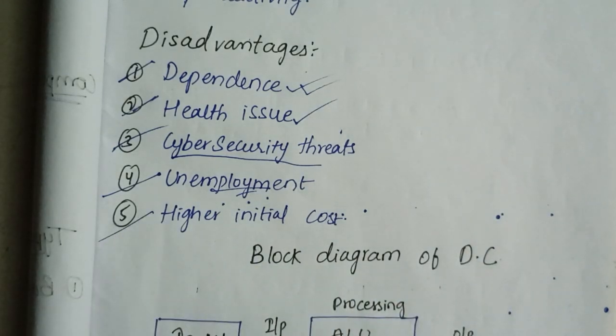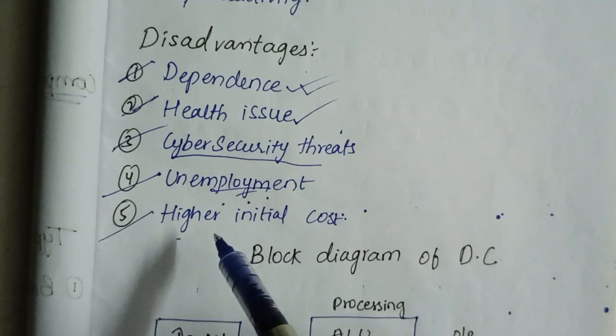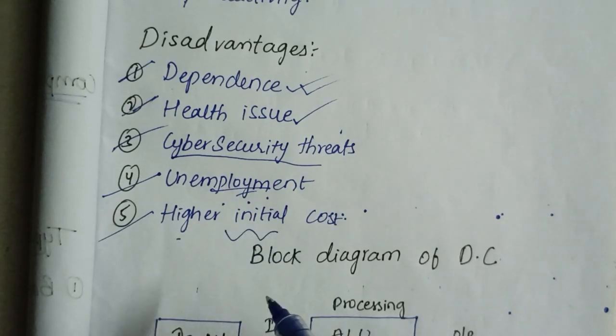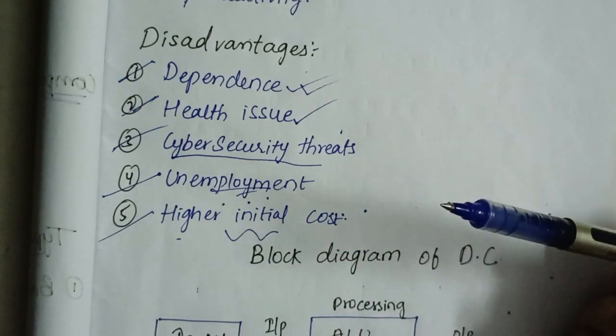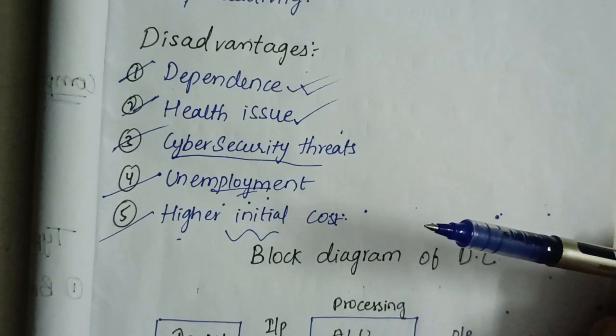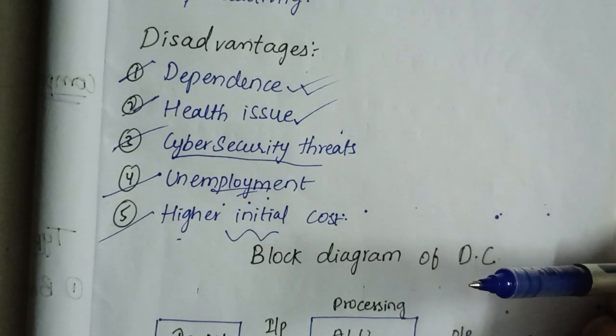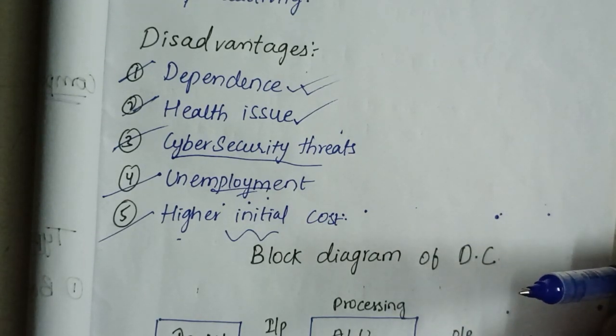Next, higher initial cost. To install a computer, we face a higher cost in the initial stages, in the starting stages. Like we have to buy the hardware components, we have to set up the software, and all these things are costing us very much. So that is another disadvantage of computers.